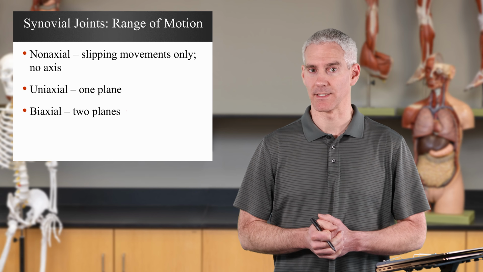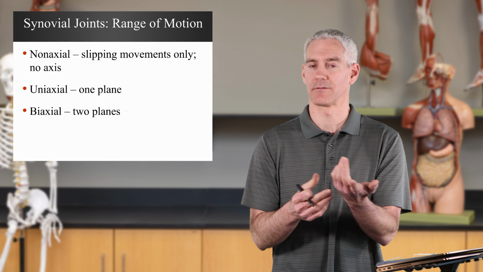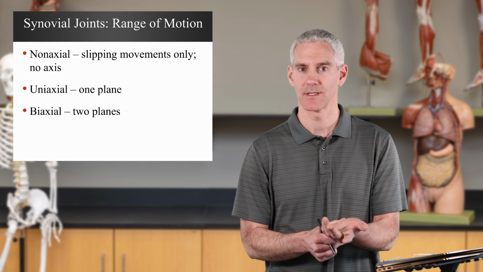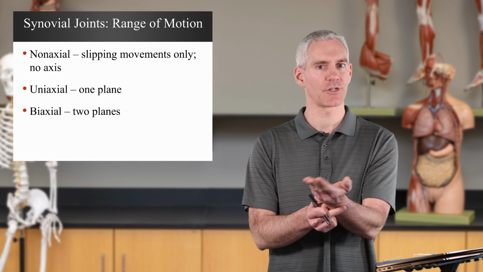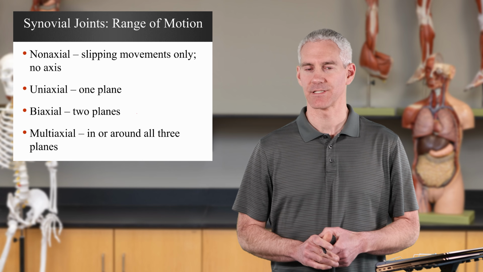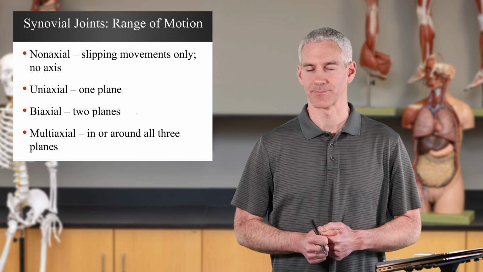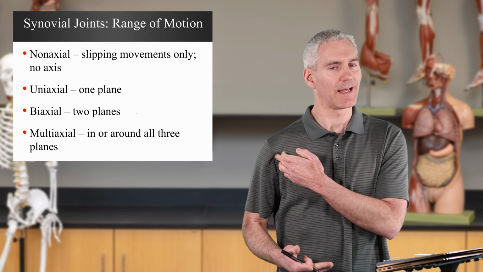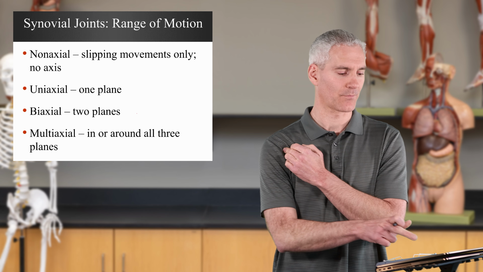Biaxial goes in 2 planes. When looking into the wrist, for example, depending on which joint they're looking at, a saddle or a condyloid joint, you have flexion extension as well as adduction and abduction. And then multiaxial means you have 3 movements. These are the ball and socket joints. You can have the flexion extension, abduction, adduction, as well as rotation.